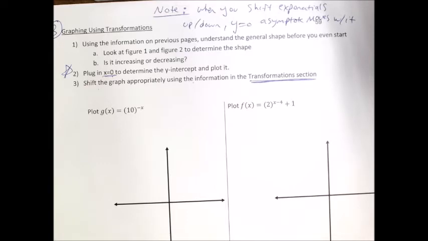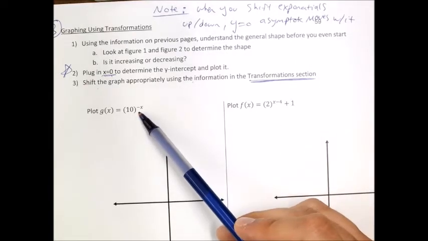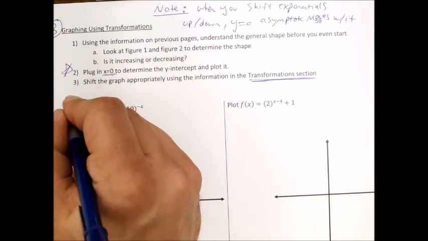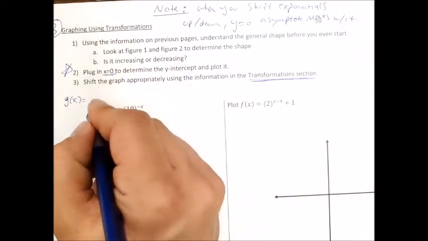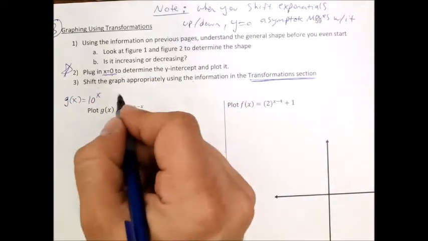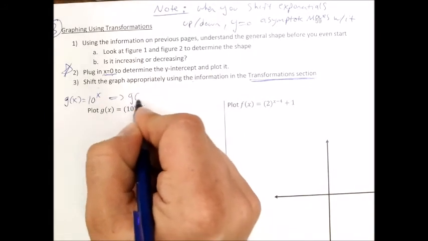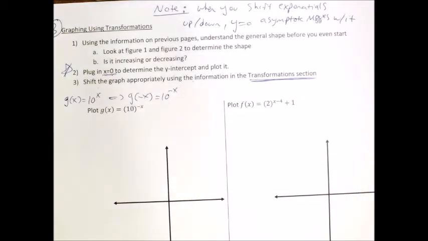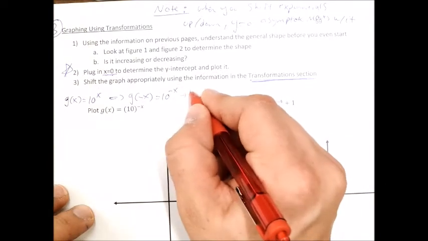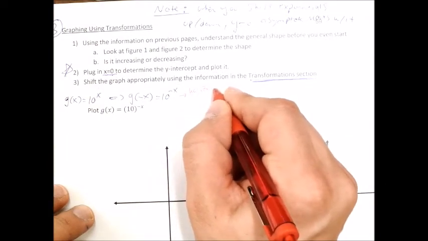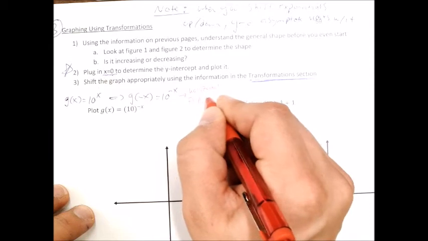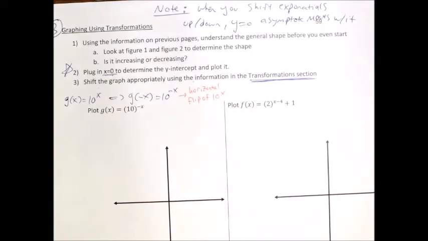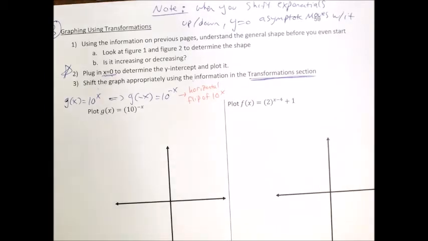All right, so let's do this first one. This first one's very similar to the last one. It's kind of like we started out with 10 to the x, and we plugged in a minus x, just like in that last one. And so this is another horizontal flip of 10 to the x. Does that make sense?